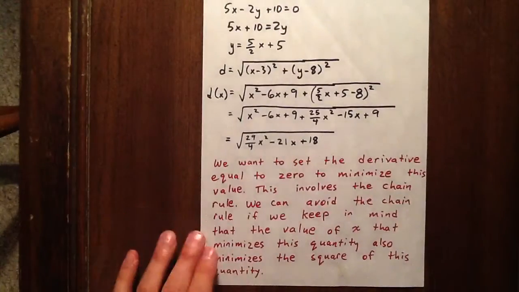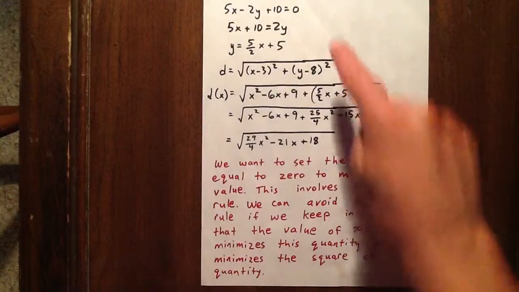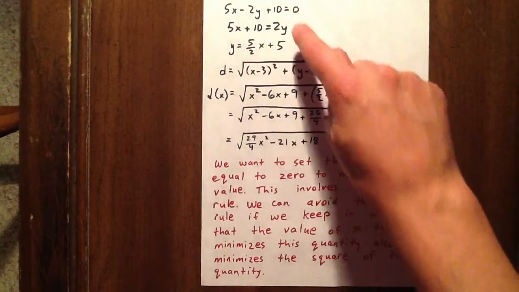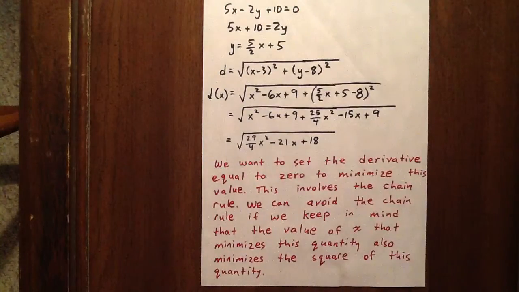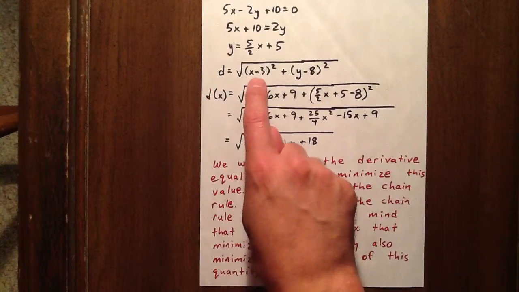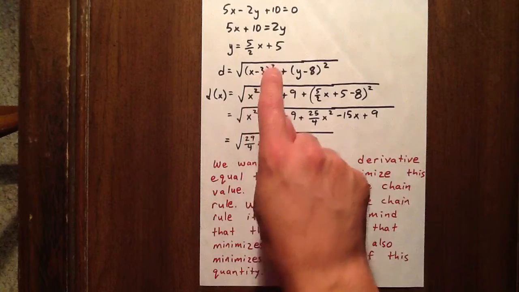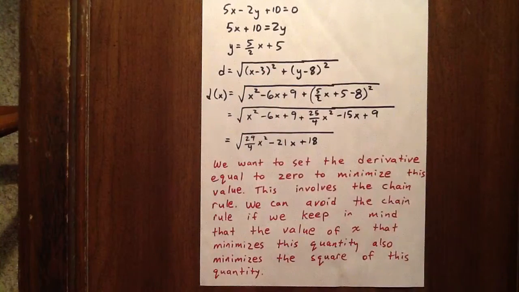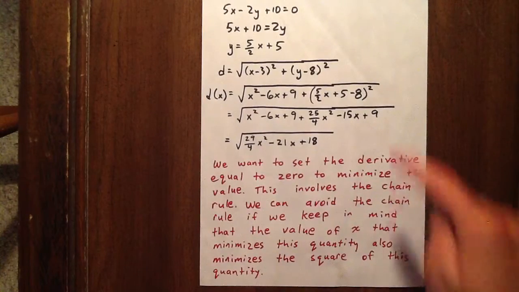We know that the equation of the line is shown here, which means that the y value is 5/2 x plus 5. Letting (x, y) be the point on the line closest to (3, 8), we can see that the distance between them will be the square root of (x minus 3) quantity squared plus (y minus 8) quantity squared. We're looking for the distance from (x, y) to (3, 8).